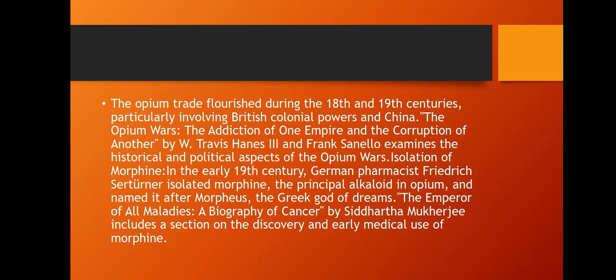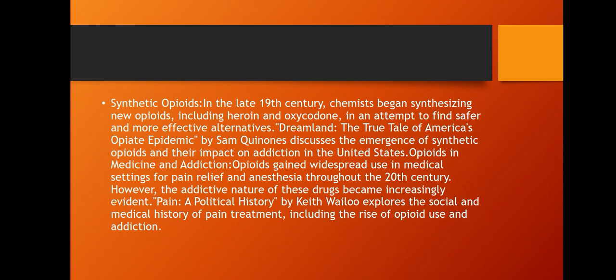Synthetic opioids. In the late 19th century, chemists began synthesizing new opioids, including heroin and oxycodone, in an attempt to find safer and more effective alternatives. Dreamland: The True Tale of America's Opioid Epidemic by Sam Quinones discusses the emergence of synthetic opioids and their impact on addiction in the United States.